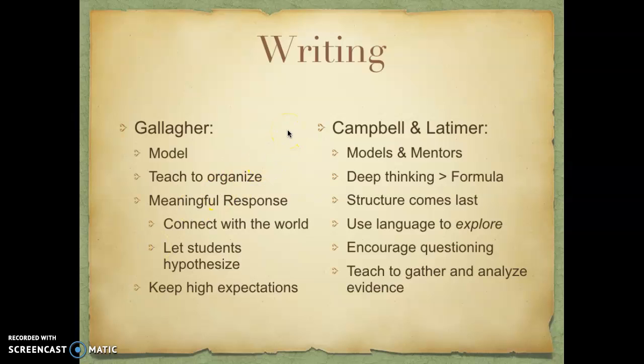So Campbell and Latimer, the book is called Beyond the 5-Paragraph Essay. So yes, they talk about models and mentors, so using mentor texts, modeling writing for them. And their big argument is that deep thinking is greater than formula. So Gallagher's Deeper Reading kind of connects with this. We see that deep thinking, so we want students to start to get that metacognition. We want students' gears to start turning before they're stifled by a structure, which is totally understandable.